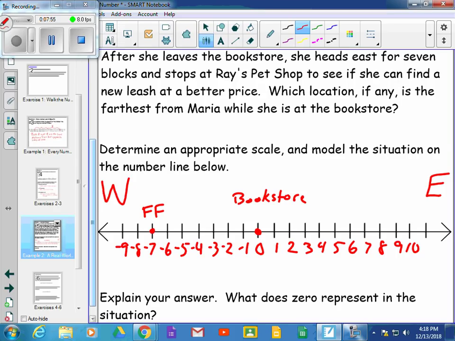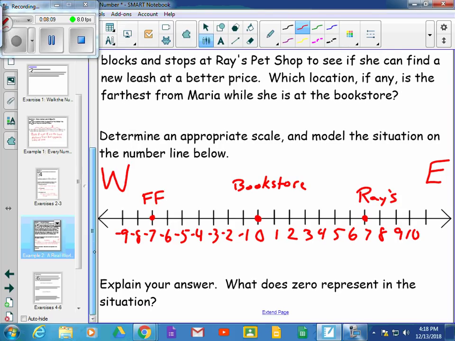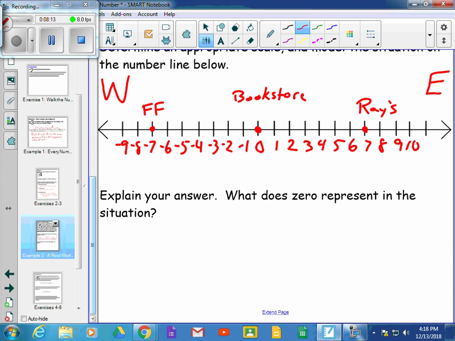Then after she leaves the bookstore, she heads east for 7 blocks to Ray's. So 7 blocks east would be to the right of 0. That's going to be the location of Ray's. Which of those places is farther from the bookstore? Well, the answer is they're both the same distance.